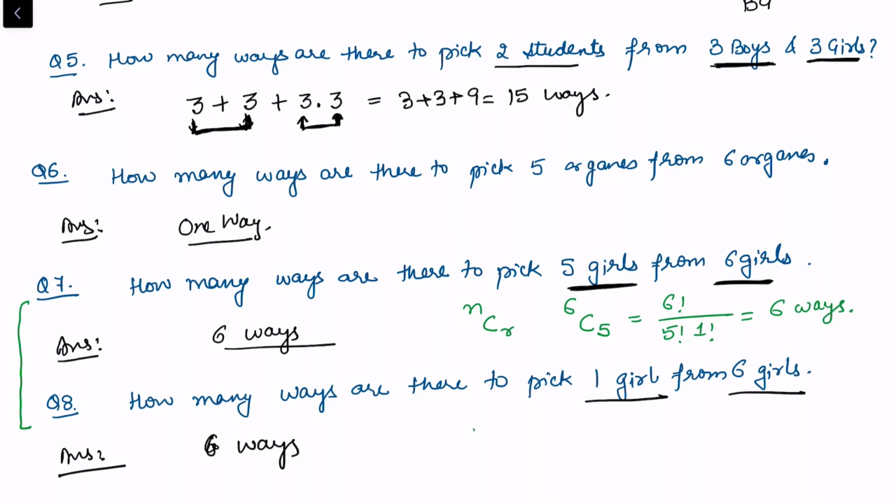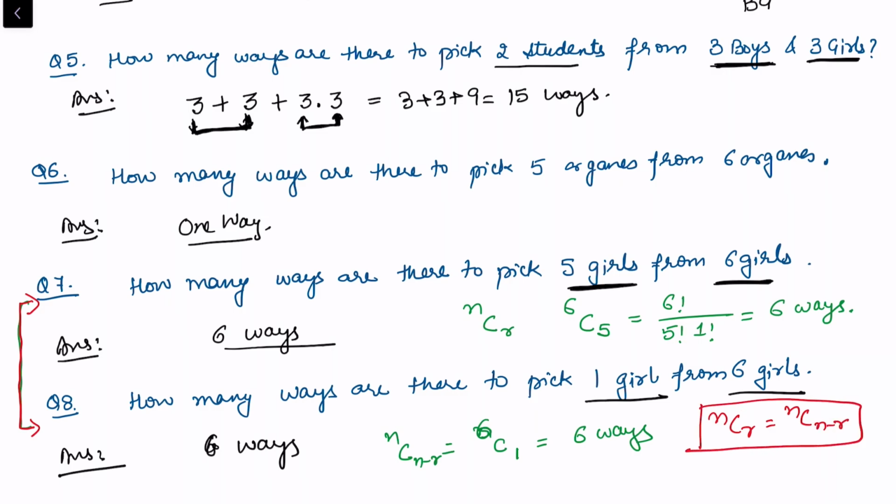And here we will apply 6C1, which means again we are going to get 6 ways. So this will allow me to write nC(n minus r). So if I look at these two rules together, these two questions are the same, asked in a different manner, and here we have used the property nCr is the same as nC(n minus r). So this we will explain in the coming up videos.